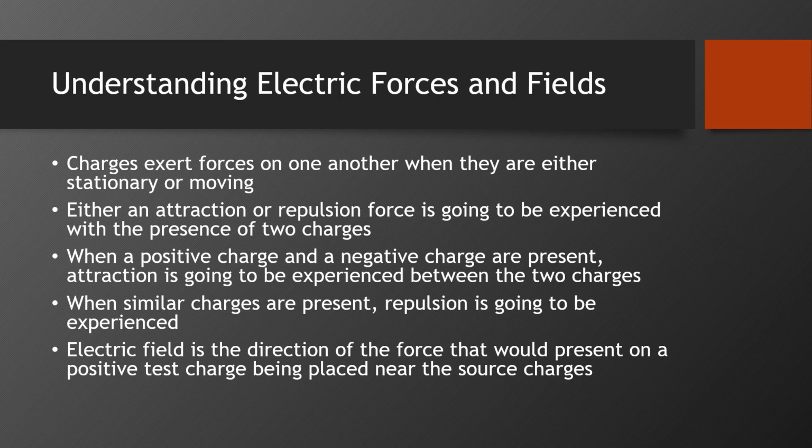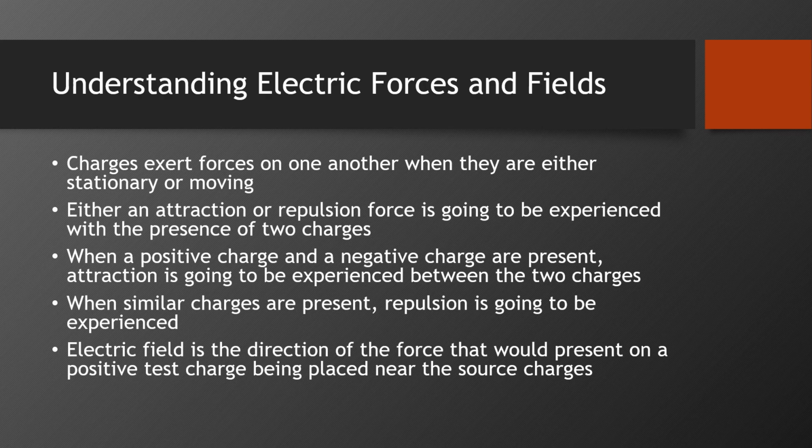In order to fully understand how a copying machine works, we must first understand electric forces and electric fields. Charges themselves exert forces on one another when they are either stationary or moving. Either attraction or repulsion is going to be experienced when there are two charges present. If there is a positive charge and a negative charge present, attraction is going to be experienced between both of them. When there are similar charges, for example positive and positive, repulsion is going to be experienced.